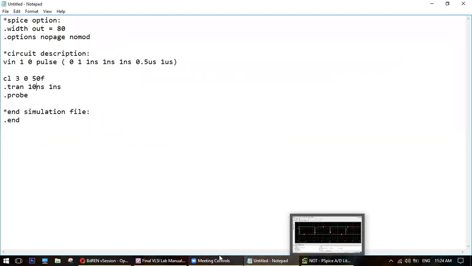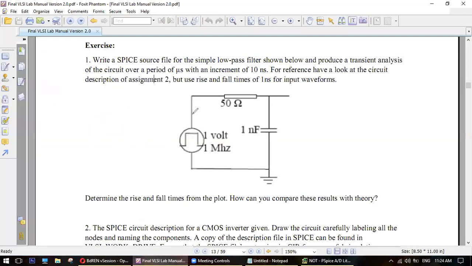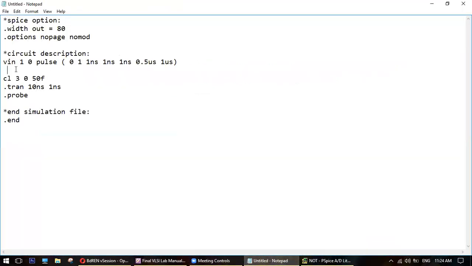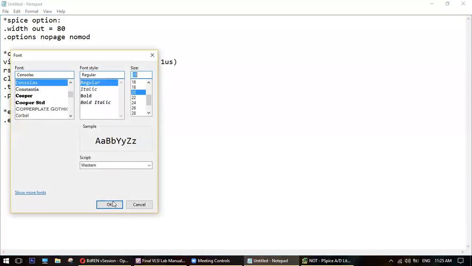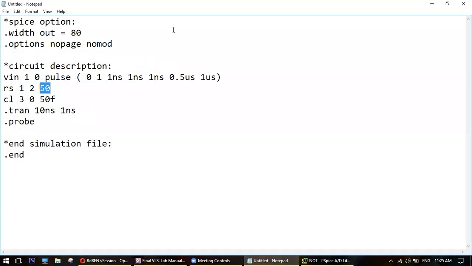And the circuit, remember, there is a resistance between 1 and 2, and that is 50 ohm. So I'm going to write R. Let's write RL or RS because it is in series. It is in between 1 and 2, and the value is 50 ohm. Since it is ohm, I'm not going to write anything else with this one.